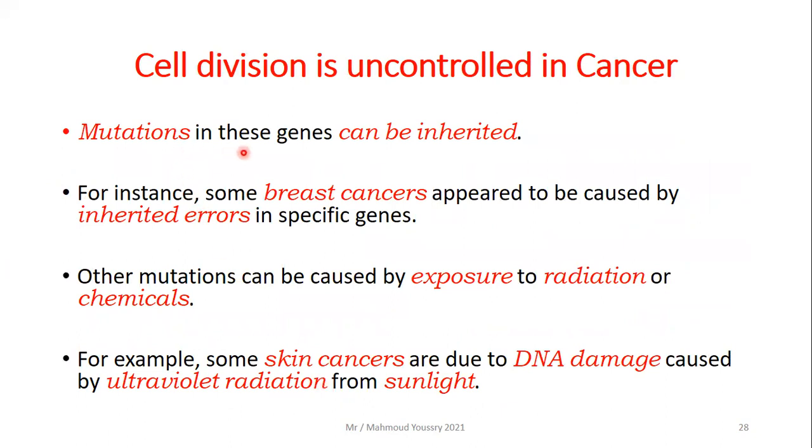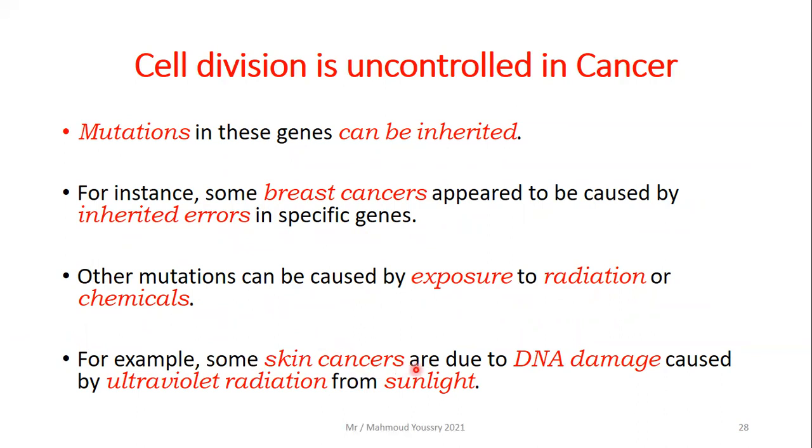The mutations in these genes can be inherited. For instance, some breast cancers appear to be caused by inherited errors in specific genes. Other mutations can be caused by exposure to radiation or chemicals. These are the two causes of the mutations that cause cancer. Some of them are inherited, others can be caused by exposure to radiation or chemicals.